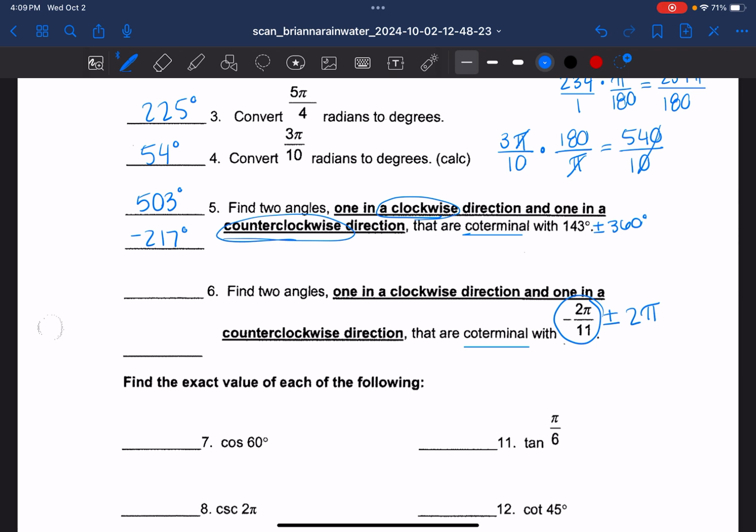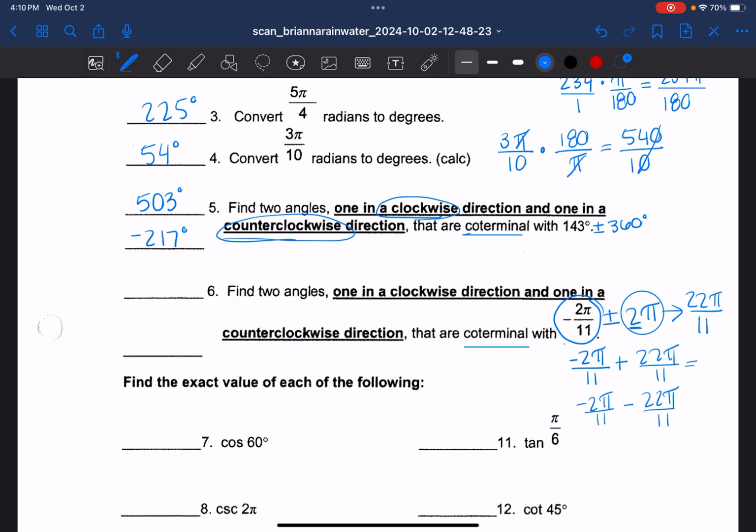Now, if I'm going to do this without a calculator, I need a common denominator. So I'm going to have negative 2 pi over 11 plus 2 pi, which needs a common denominator, and negative 2 pi over 11 minus 2 pi, which again needs a common denominator. So I need to turn 2 pi into something over 11. Well, 22 divided by 11 is equivalent to 2. So I'm going to add 22 pi over 11, and I'm going to subtract 22 pi over 11.